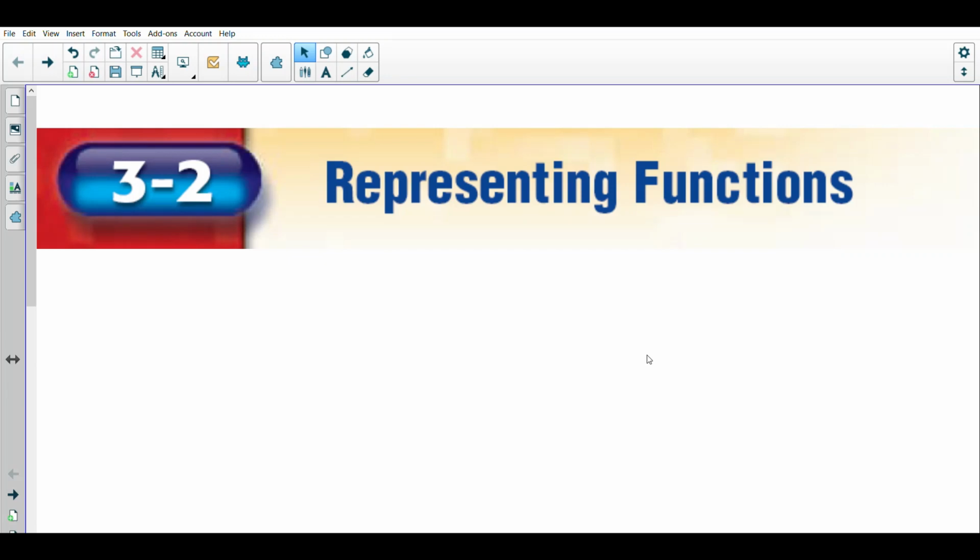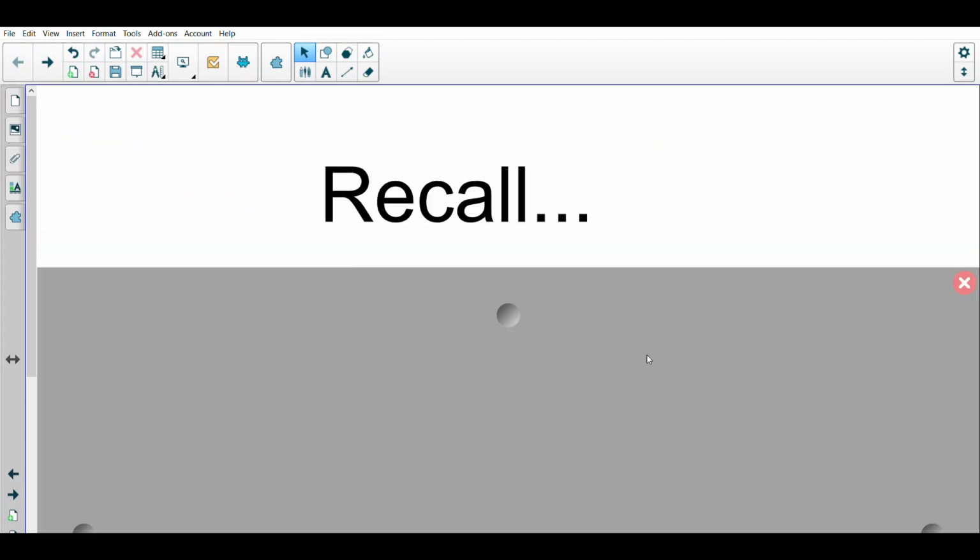Welcome back. In today's lesson, section 3-2, we're going to talk about representing functions. So, to get started, we need to recall what a function is.